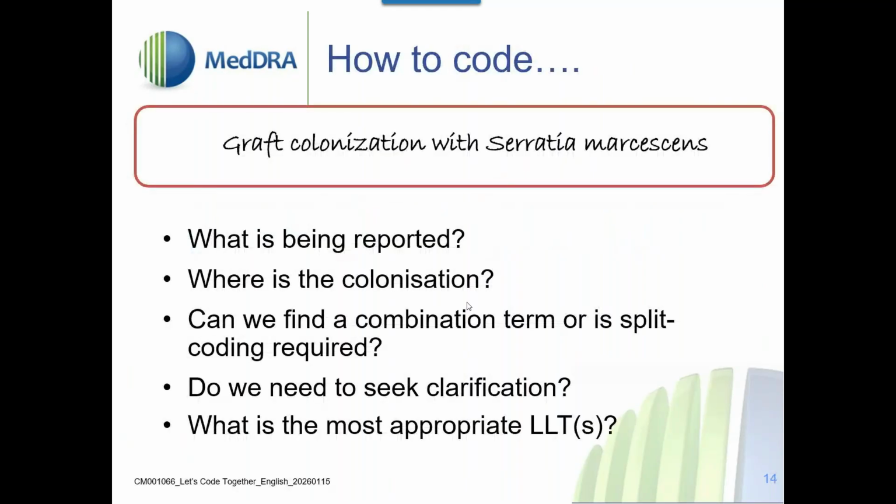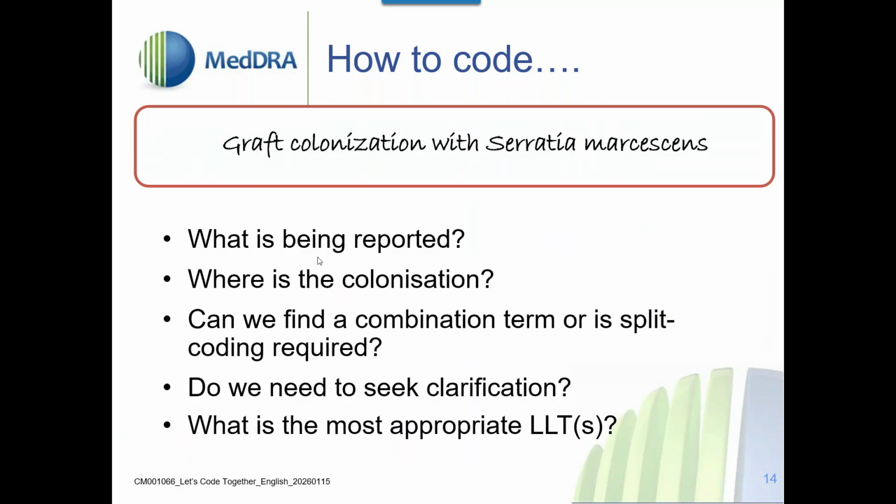So here's our first example, and Leander's going to put it in the chat for us. So if you forget what it is, you can have a look in the chat. The wording is graft colonization with Serratia marcescens. That's the first example. We look at that and we think, what's being reported here? Colonization. What is colonization and where is it? What do they mean when they say graft? Do we know where the graft is? Does it mean a transplant? And if it means a transplant, which organ would be affected?